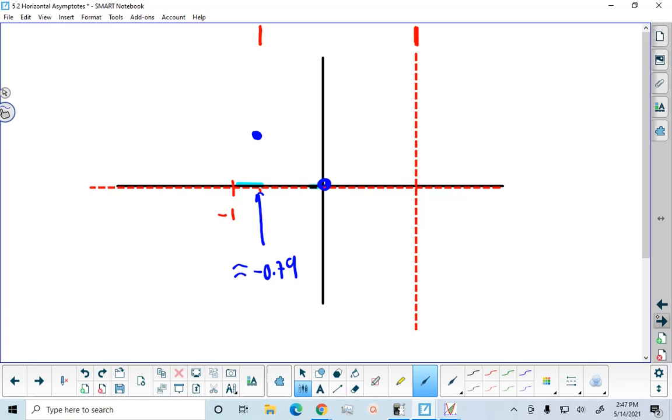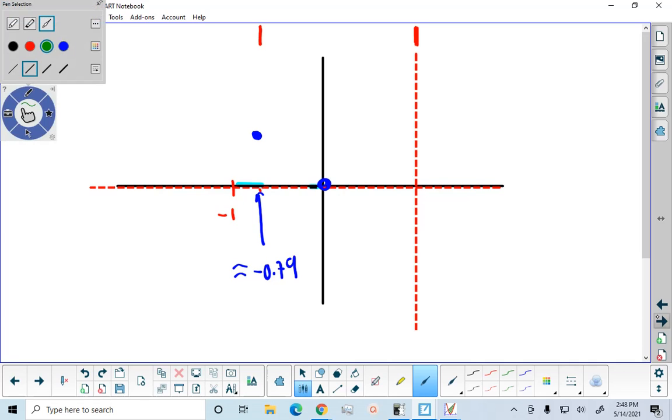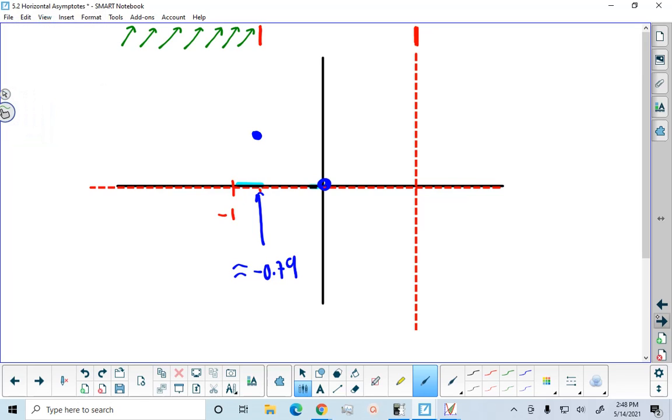Now, when you look at your first derivative chart, you should notice that from negative infinity to the first critical number of negative 1 over cube root 2, which is approximately negative 0.79, the first derivative was positive. Correct?